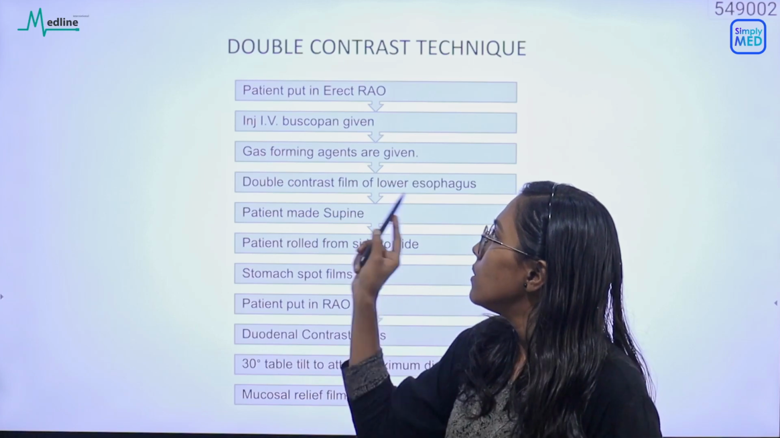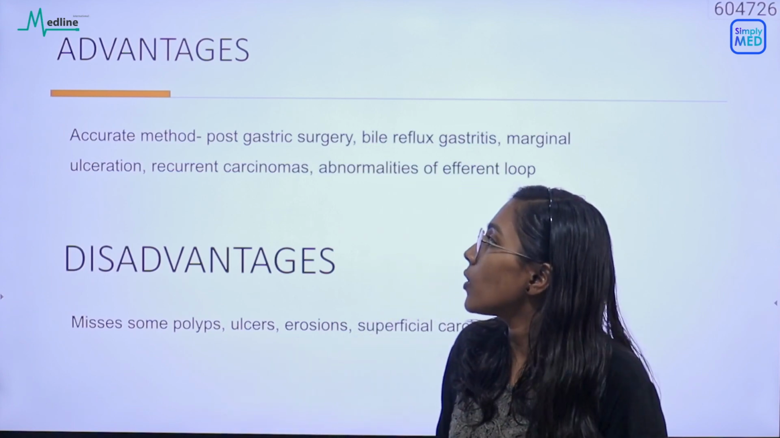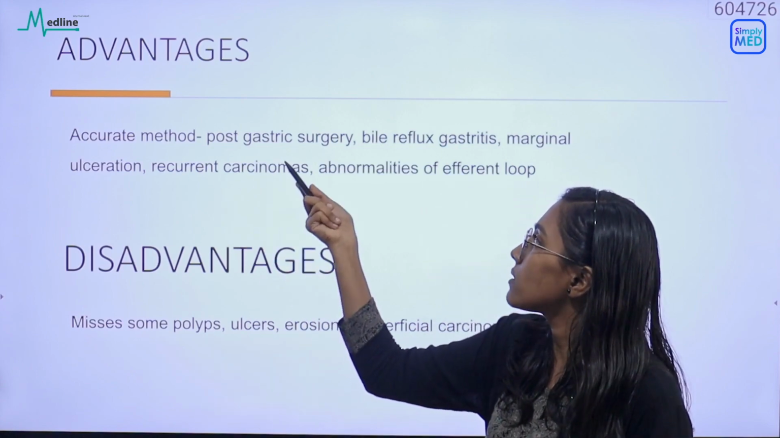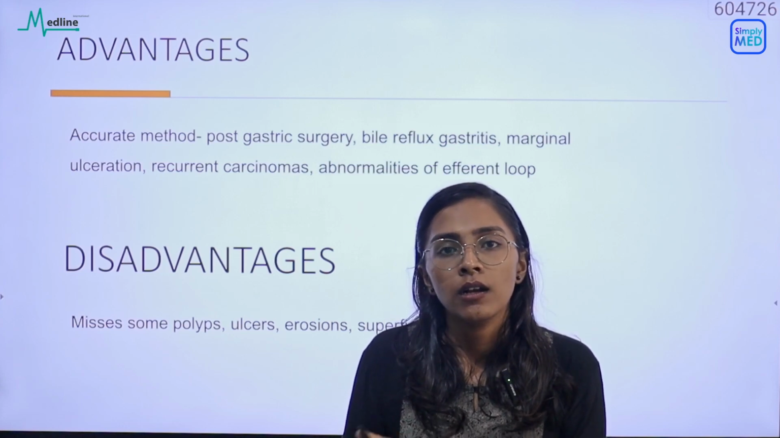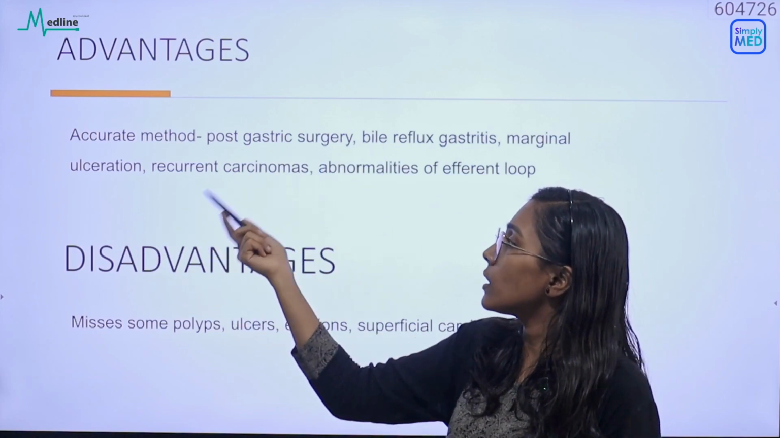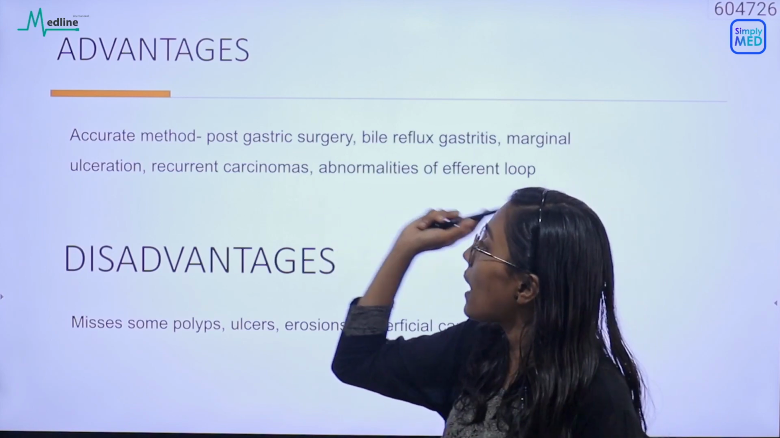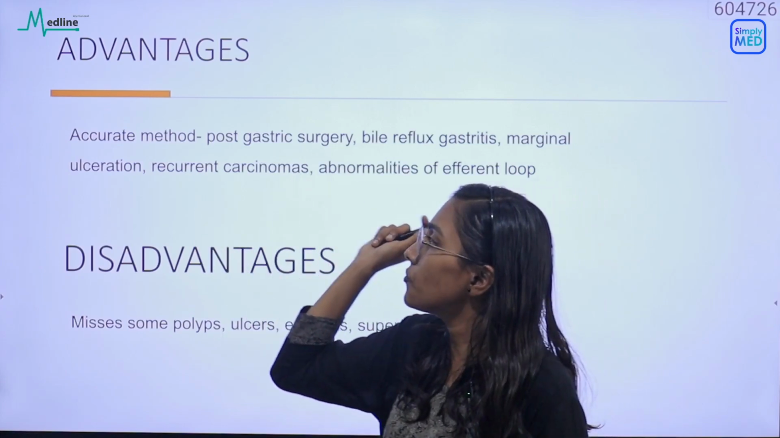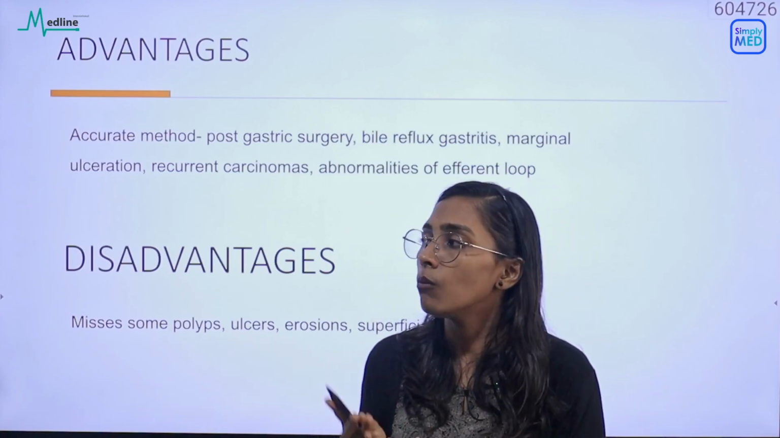Now, what are the advantages of double contrast over single contrast? It provides an accurate method for the assessment of post-gastric surgery. If a patient has recently undergone gastric surgery, we can do the barium meal as a post-operative examination. It is also the accurate method for looking for bile reflux, gastritis, marginal ulceration, recurrent carcinomas, and abnormalities in the efferent loop. For all these cases, double contrast barium meal is the preferred, most accurate way.